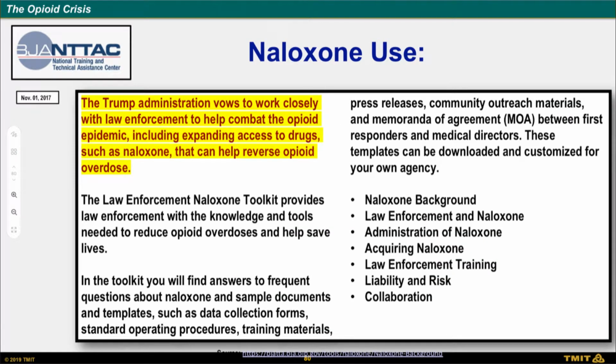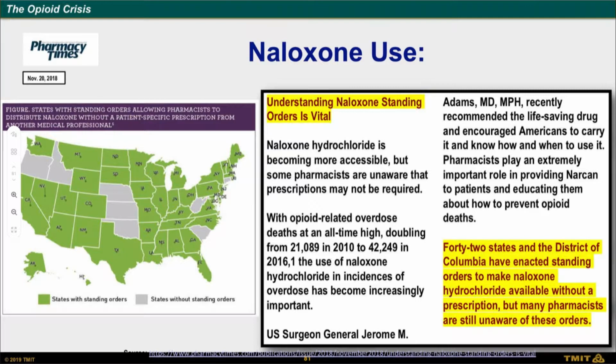If we move to the next slide, the important thing here is that we talk about strategies to try to prevent some of these deaths. We know that naloxone, the potent reversal agent, can be very effective. The Trump administration vows to work closely with law enforcement to help combat the opioid epidemic, including expanding access to drugs such as naloxone that can help reverse the opioid overdose. You can see here, you can read about the law enforcement naloxone toolkit. I think this is a very important thing for them to have.